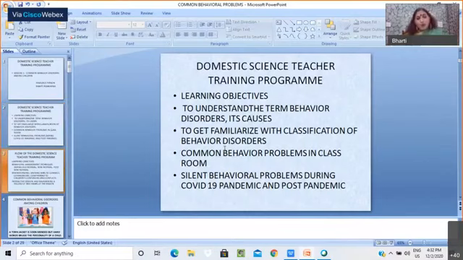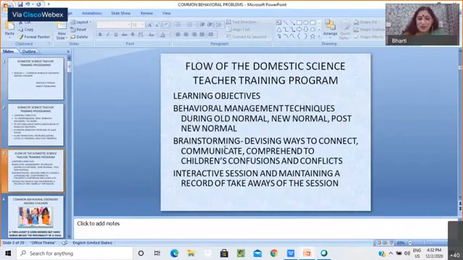Next, the flow of the program will go to behavioral management techniques, where you can share your experiences with the old normal, new normal, and of course, post new normal. Because one thing we have learned: we have learned to learn, we have learned to unlearn, and we have learned to relearn also. Whatever we used to do, we have simply unlearned. We went on to the new learning.